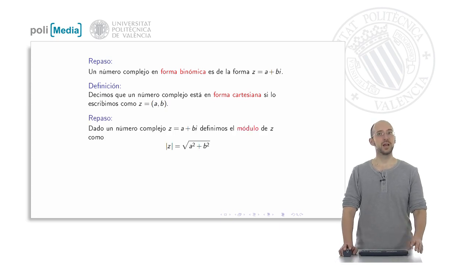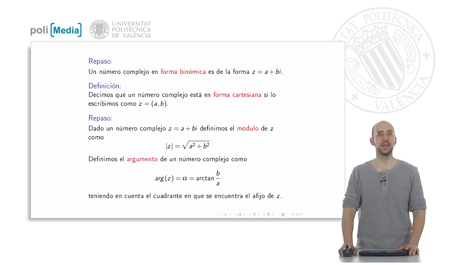We are going to express complex numbers in other ways. But to do so, we need to first review what the modulus and the argument of a complex number were. We recall that if we have a number a plus bi, its modulus is simply the square root of the real part squared plus the imaginary part squared. We also remember that the argument of a complex number was the angle it formed with respect to the real axis, and was calculated using the formula arctangent of the imaginary part divided by the real part, always taking into account the quadrant in which the affix of z is located.